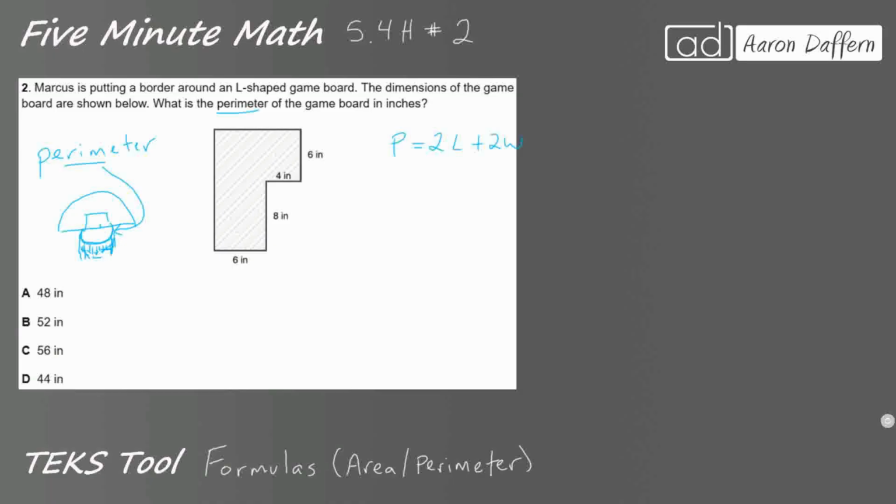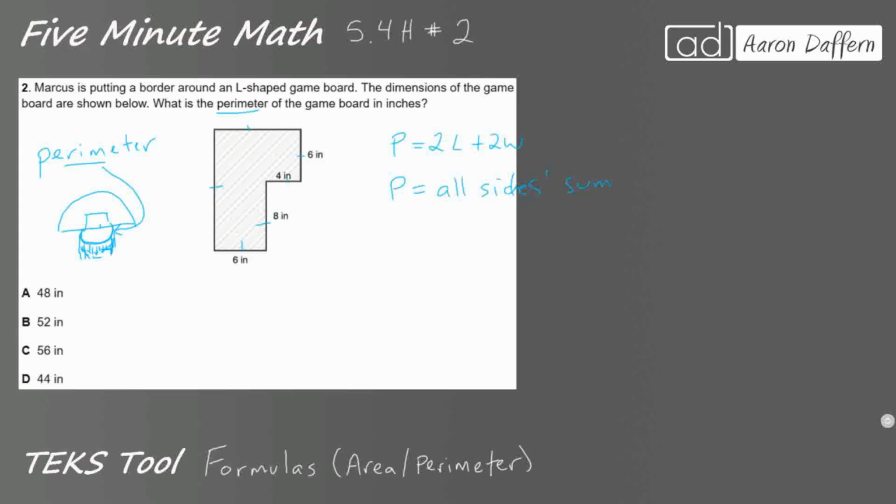Technically, this is a hexagon because you've got 6 sides: 1, 2, 3, 4, 5, 6. It's just not a regular hexagon like we're used to seeing. So when in doubt, we can go back to the perimeter is all the sides. Just add them all up. So the sum of all the sides.